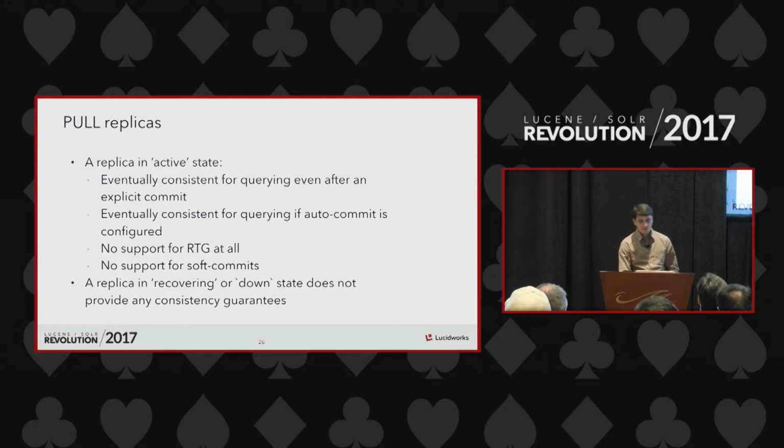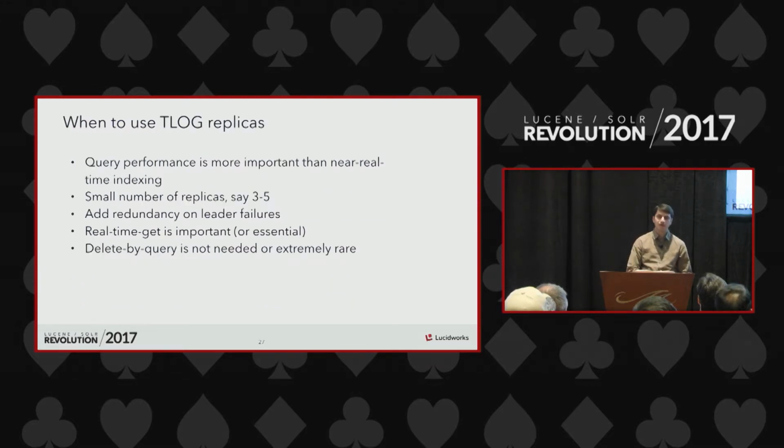So when to actually use these T-log replicas? The trade-offs, now we all know, we can just quickly recap. You use T-log replicas where query performance is more important than the near real-time turnaround times. You have a small number of replicas. So remember, this is still the same case where an update that goes to the leader has to be sent to all the T-log replicas. So if you have like 50 T-log replicas, that's probably not going to work very well, right? So you have a small number of replicas.